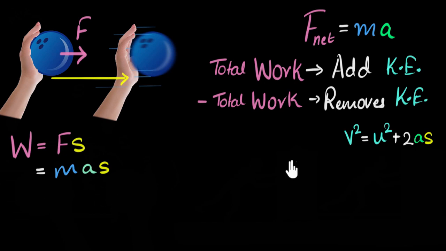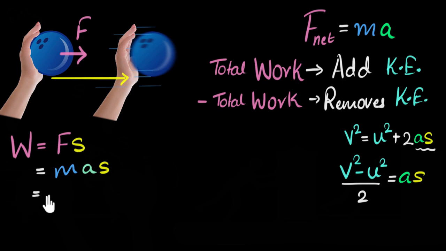So I want to get rid of as, isn't it? So let me isolate this on one side and put everything else on the other. So if I rearrange this, we'll get v squared minus u squared divided by 2 that equals a times s, right? So now I can substitute that over here. So that'll give me m times as is v squared minus u squared divided by 2.